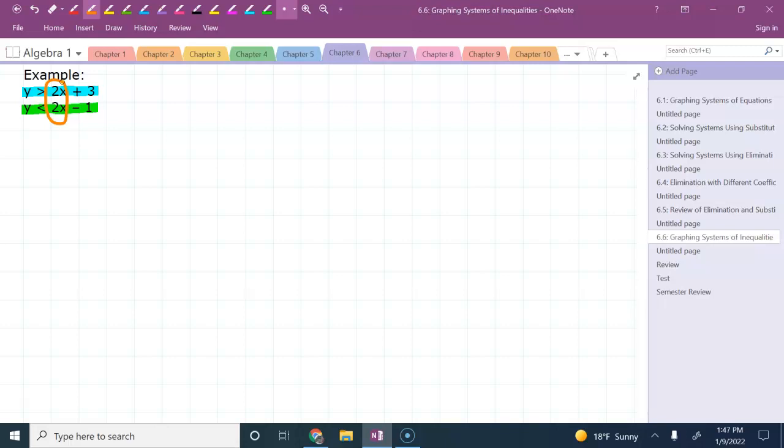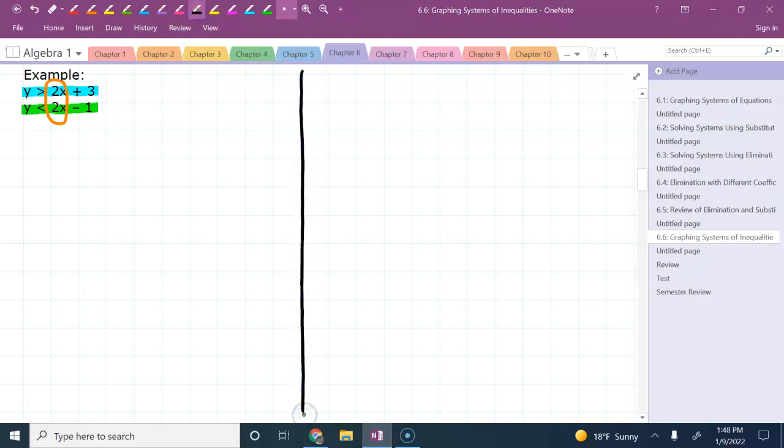Now that doesn't necessarily mean that there's not going to be a solution here, because we are still going to have to talk about shading, and we're going to have to see if they have anything in common as far as shading goes. So we may still get a no solution, or they may overlap in the same spot, and then they're going to have all that area or all that space that's shaded in shared. So let's see what happens with this one.